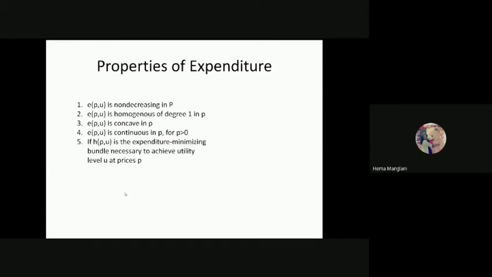Now I'll go for the expenditure function. So we have the properties of the expenditure function. Here E we denote as the expenditure function. E is a function of P and U. So P is again the prices and U is the utility. So this expenditure function is non-decreasing in P. It means it should increase in P. It means if your price is increasing, then your expenditure is increasing. So E would be the function of P.